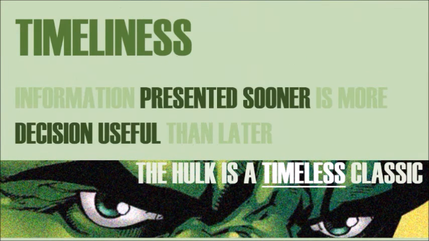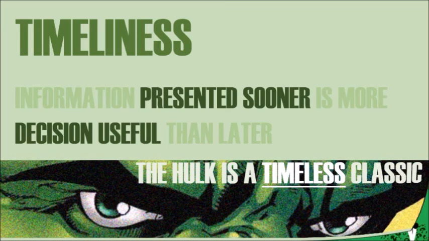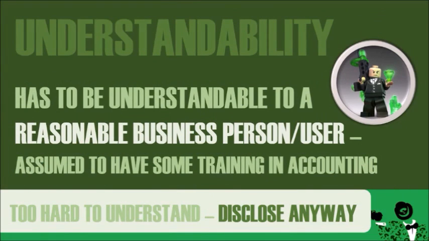Next, we have timeliness. Used to be part of relevance, but no longer. Information presented sooner than later is more decision useful. Finally, we have understandability. Information must be understandable to a person of reasonable business knowledge. They are presumed to have some training in accounting. Although sometimes you may encounter information that is incredibly difficult to understand, you still have to disclose it regardless.